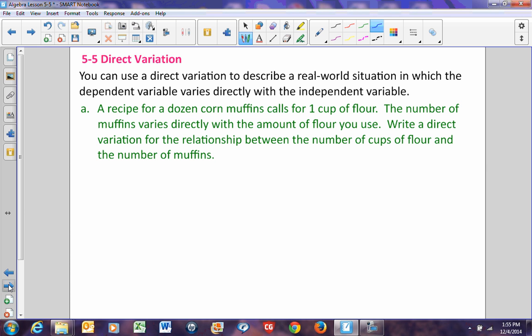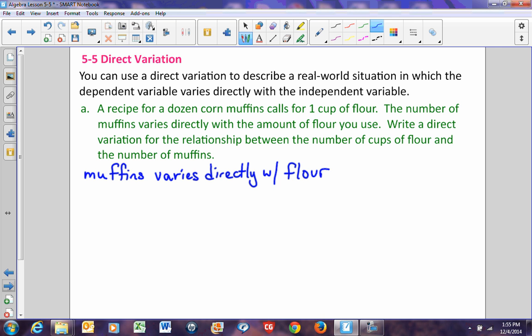Okay? So we need to know this. Which one varies with which? It says the number of muffins varies directly with the amount of flour you use. So muffins varies directly with flour. It's probably an important thing to know. Muffins varies directly with flour. That's the first thing we're going to do.